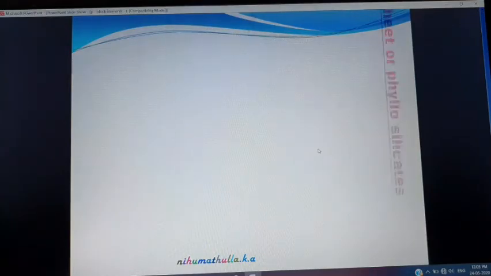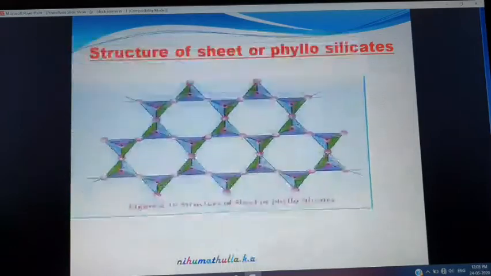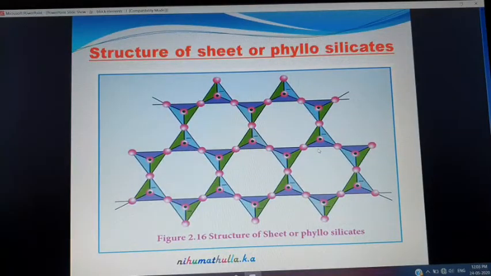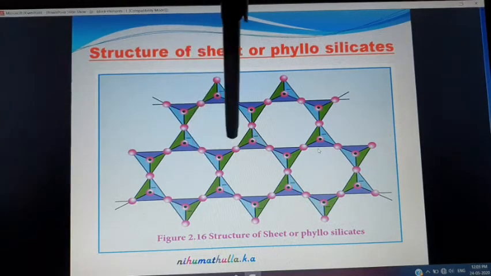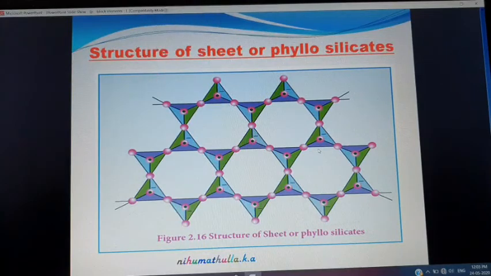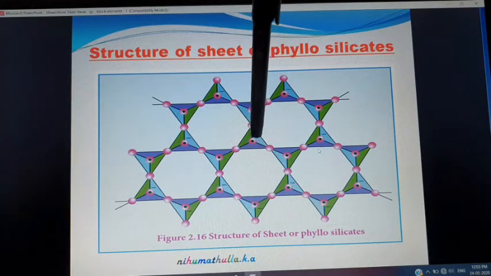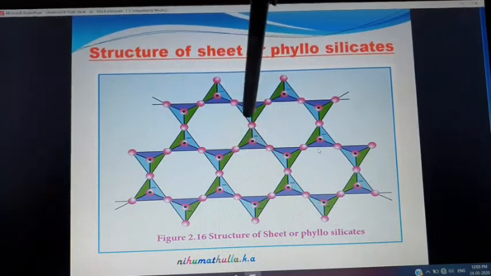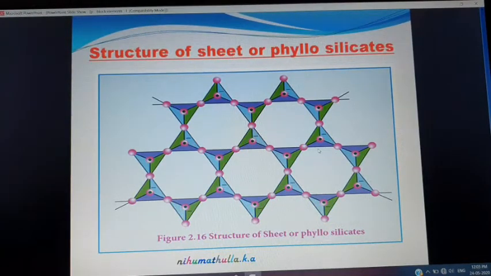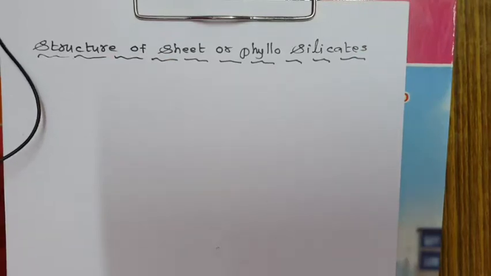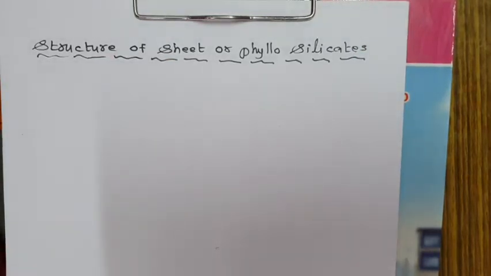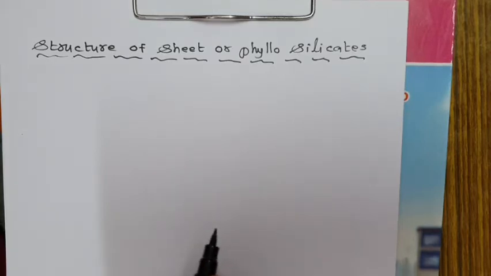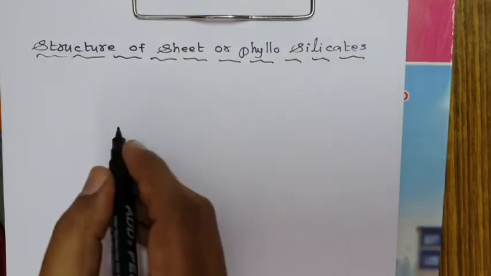Now, structure of sheet or pyrosilicate. This is the structure of sheet or pyrosilicate, in which 3 oxygen atoms are shared by the neighboring SiO4 4- ions. Any SiO4 4- ion you take, 1, 2, 3, all the SiO4 4- ions are shared. Now we are going to see how to draw the structure of sheet or pyrosilicate.